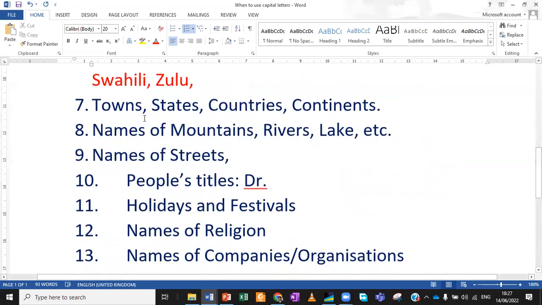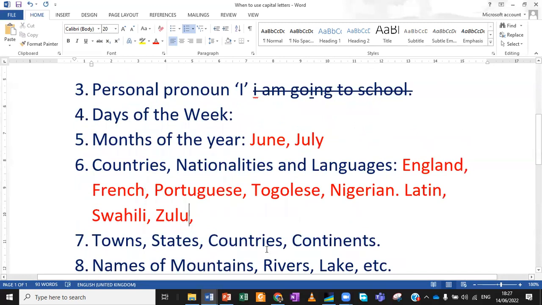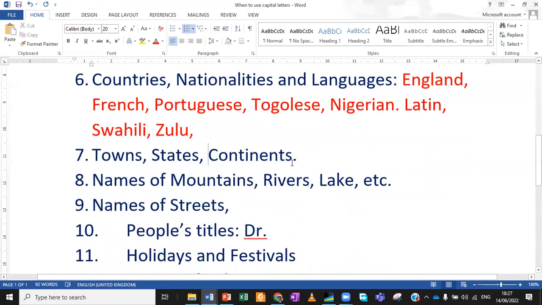Okay, towns, states, countries. Countries and continents. Now for towns, let's say London. If I do this now, something is wrong, right? Yeah, the capital L. So you can see it changes to capital.